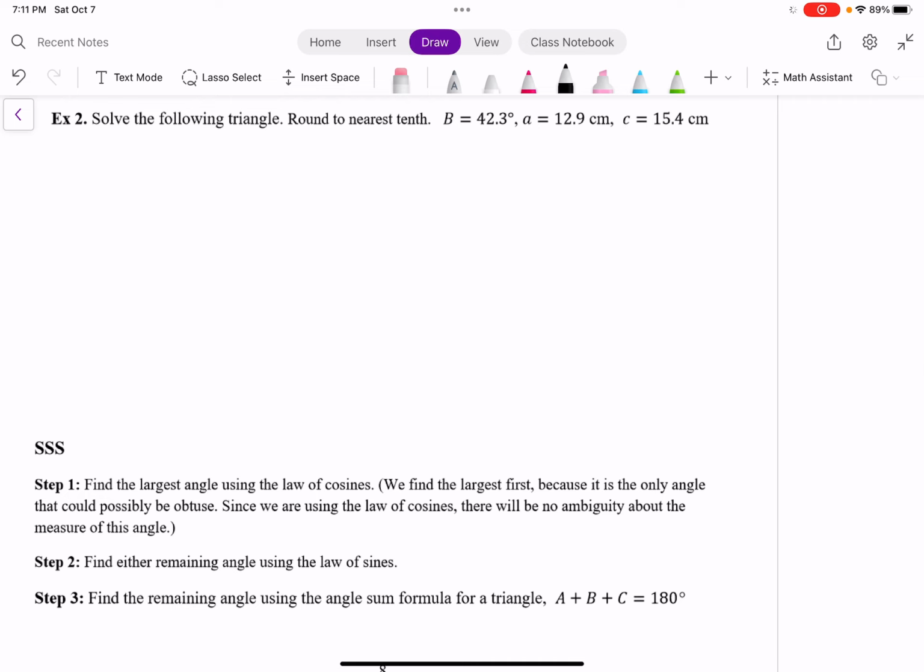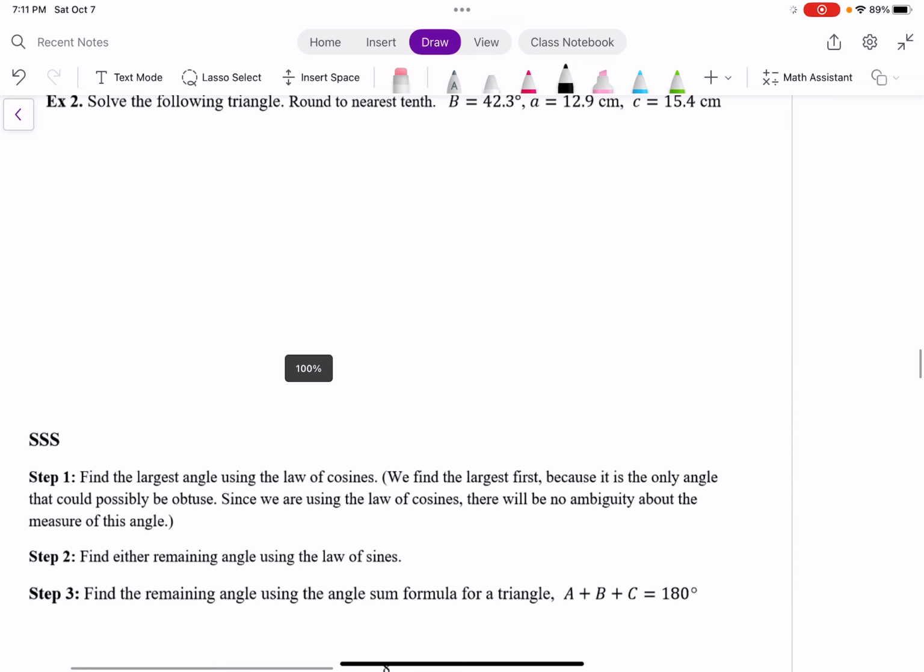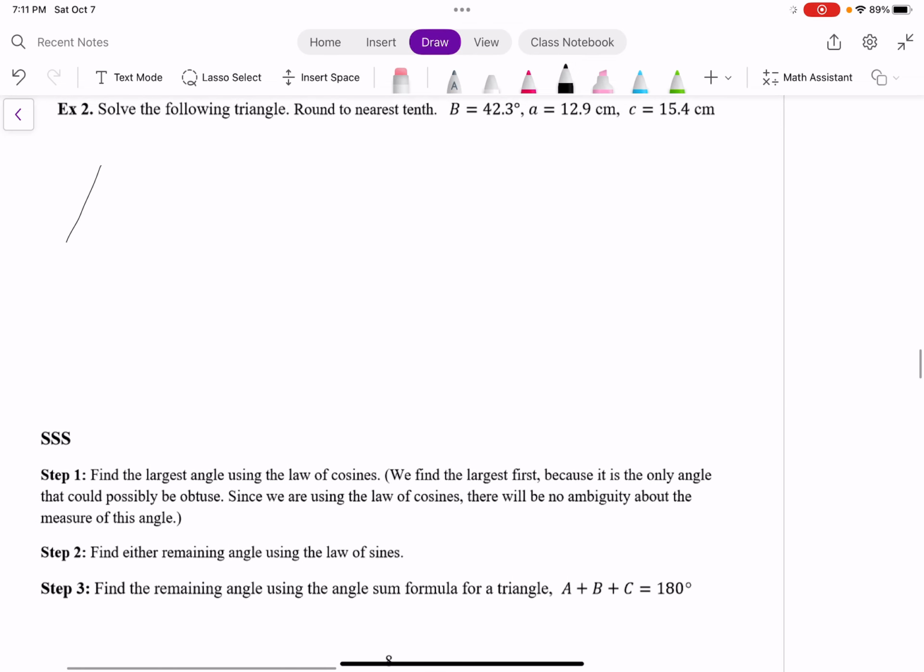Read the question, solve the triangle, round to the nearest tenth. It gave us angle B, A, and C. Let's graph it. So I need to have my graph. Maybe draw a very similar triangle. So ABC. Where is the B? B is here, 42.3 degrees.